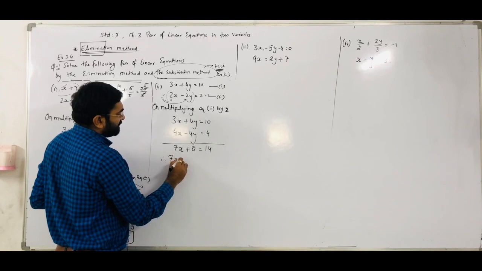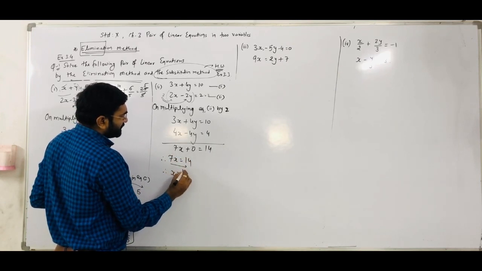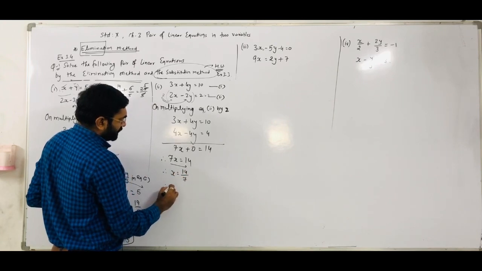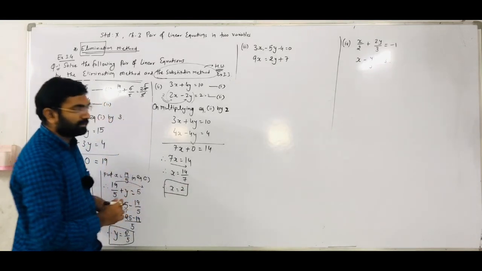Here we get 7x is equal to 14. X value we have to find out. So the coefficient of x goes to the right hand side in the denominator. So x is equal to 14 by 7, right? So x value we get as 2.